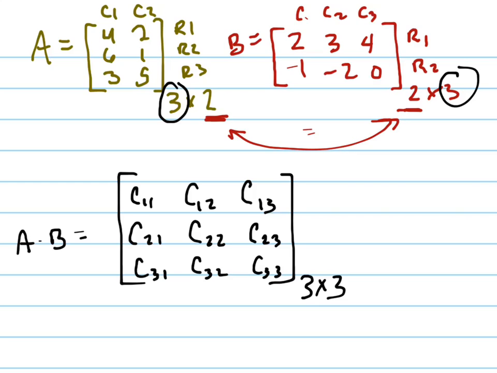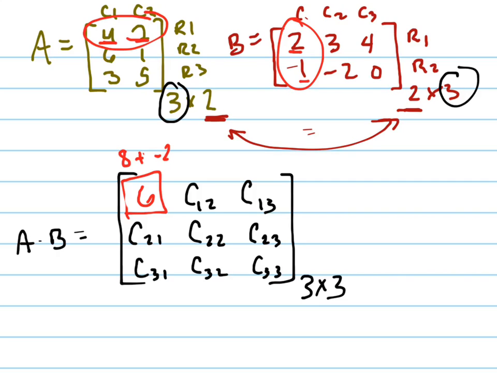Alright, and how do you find these things? Well, let's do that as well. Multiply row by column. Row, column is going to go right there. And when I do that, I multiply 4 times 2, which is 8, plus 2 times negative 1, which is negative 2. And so I replace this with the sum, which is 6. That's how you do all of these things.